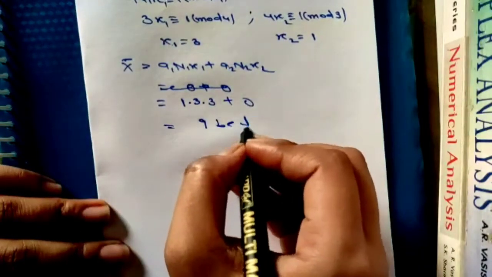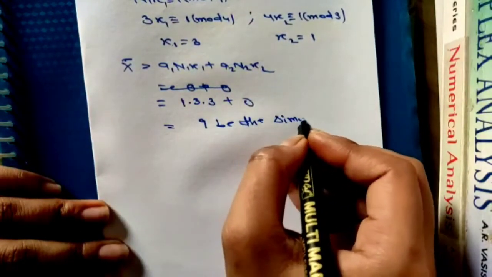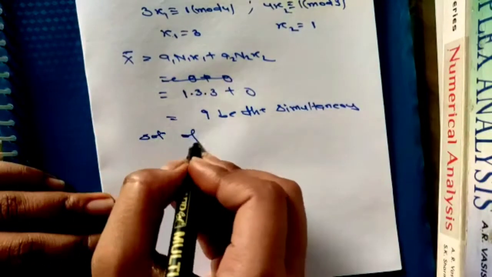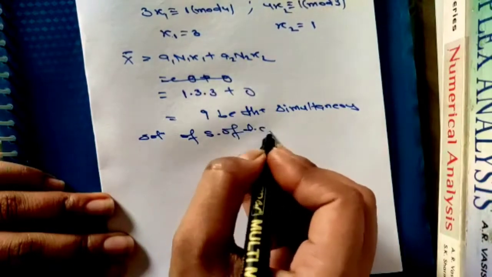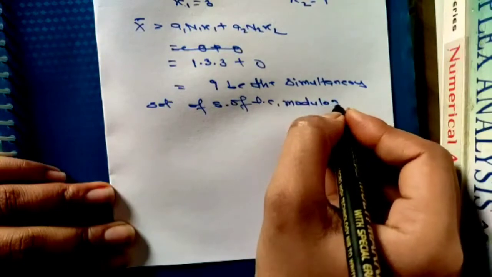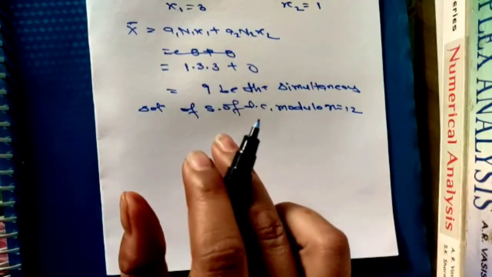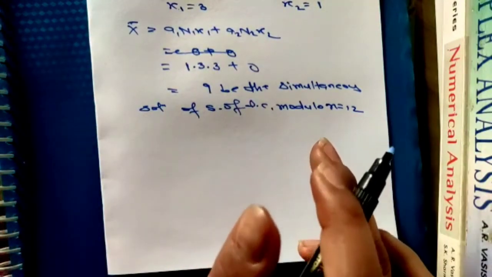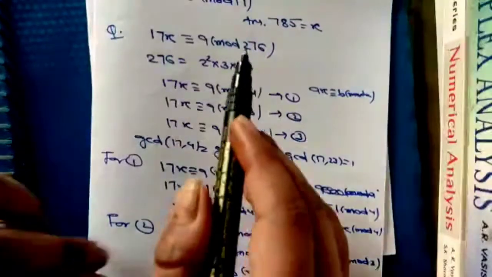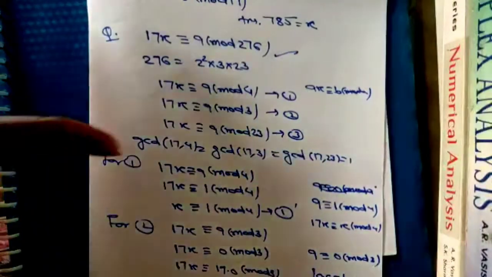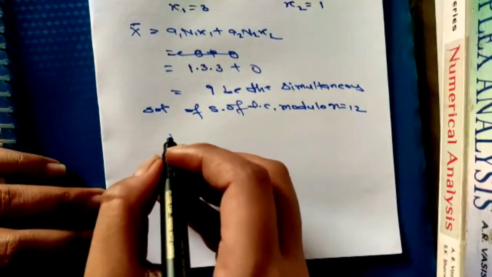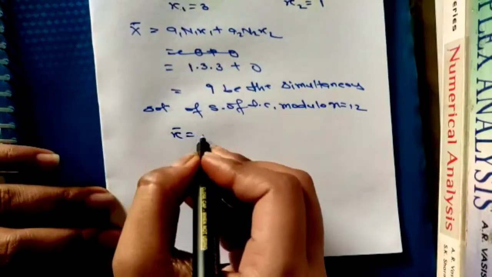So this is the simultaneous solution of the system of linear congruence modulo what? Modulo 12. But you have to find the unique solution modulo 276, because that is the original question. That is the question. Okay. Now we find that x bar is equal to 9.